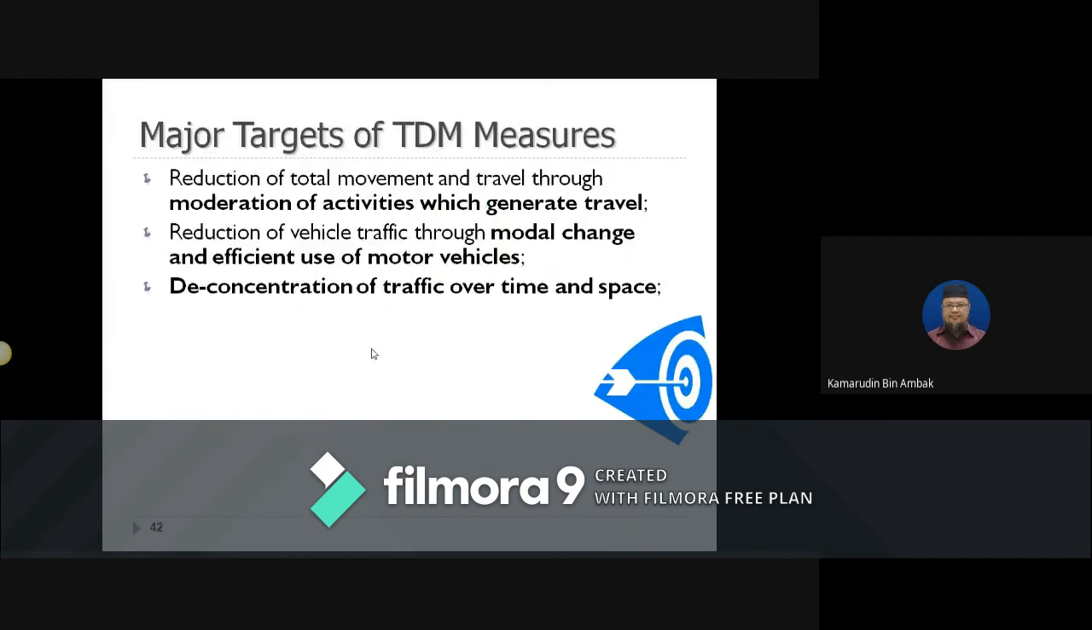Okay, major targets of TDM measures. The first one, reduction of total movement and travel through moderation of activities which generate travel. The second one, reduction of vehicles through modal change and efficient use of motor vehicles. And the third one, deconcentration of traffic over space and time. So that's how we look into TDM measures.